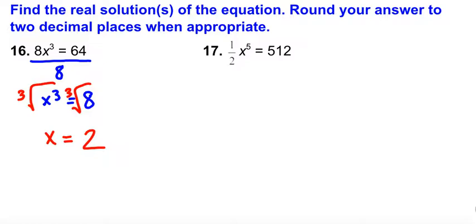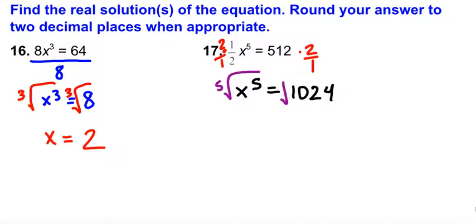Now, number 17 is just like what we've been doing, but most people freak out because they see the 1/2. Well, to get rid of multiplying by half, we divide by half. Or you can multiply by the reciprocal, 2 over 1. What happens is the 1/2 and the 2 over 1 cancel, leaving me x to the 5th equals 512 times 2 is 1,024. Well, that's not too bad. All I have to do is the 5th root.